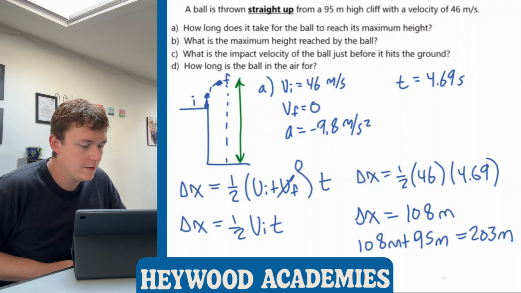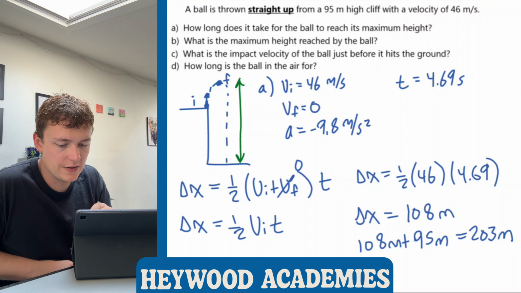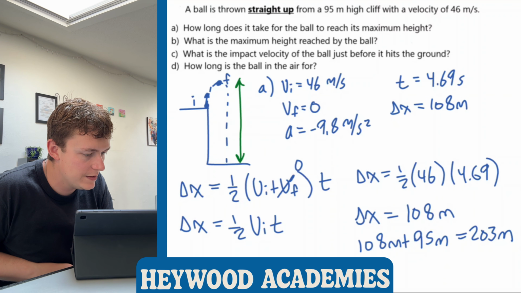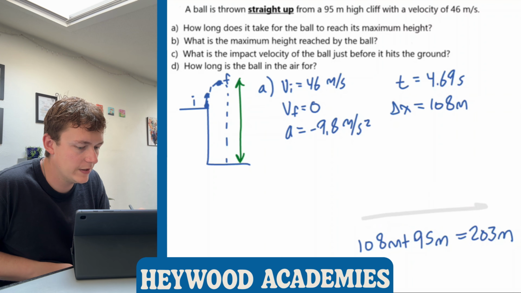Now we want to figure out the impact velocity of the ball just before it hits the ground. And we're trying to figure out how long the ball is in the air. So let me write this one up here. We're going to move this delta x as 108 meters, just in case we need that. Then let's get rid of all this and figure out what information we have to work with.